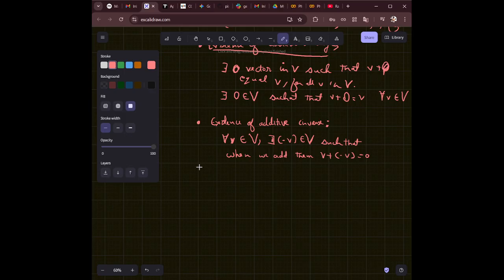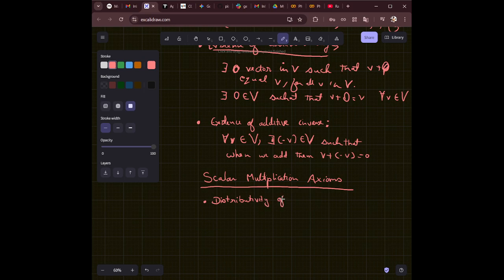Now we will move to scalar multiplication axioms. The first one is distributivity of scalar over vector addition.